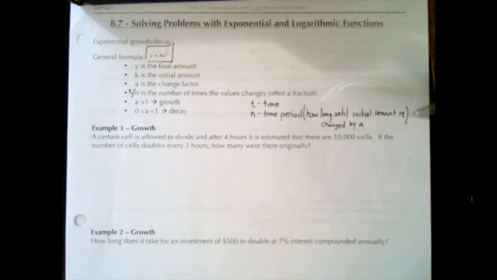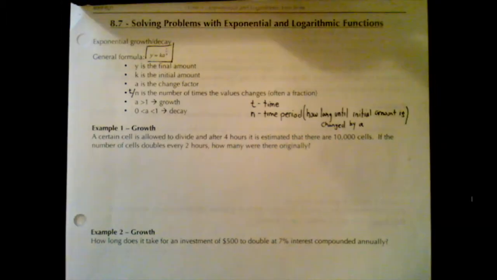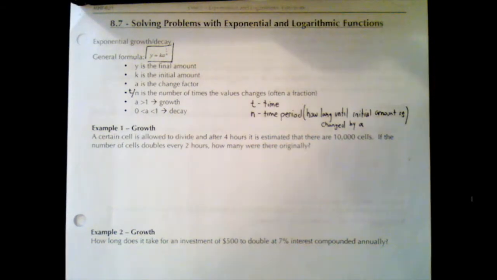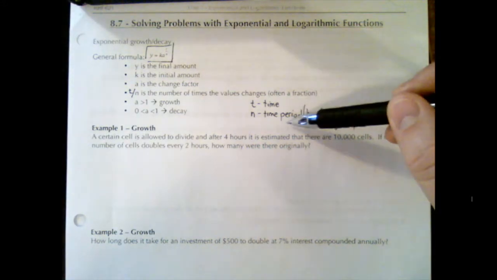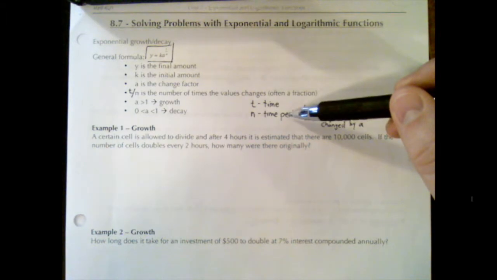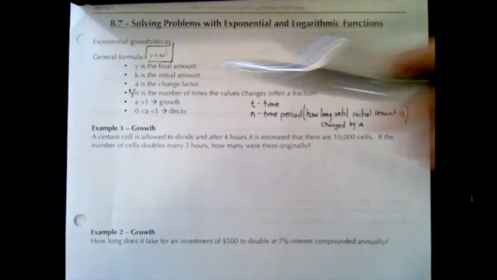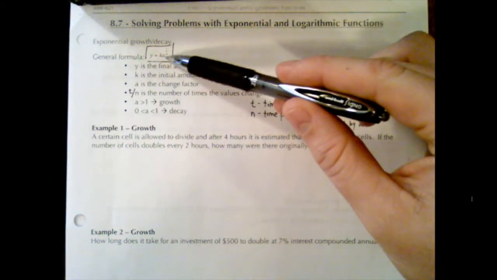So for example, if we have exponential growth, say by 5% every 3 hours, your time is probably a time in hours, and your time period is 3 hours, because it grows by that 5% every 3 hours. A being the base of our exponent here.